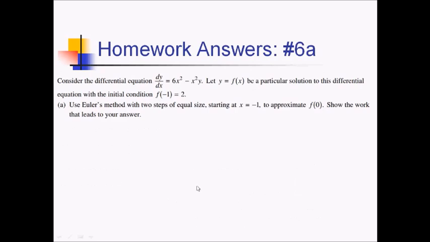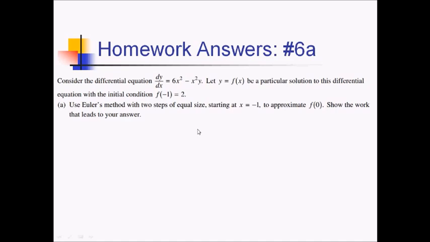For this no calculator free response problem, we've got the differential equation dy over dx equals 6x squared minus x squared y. That's going to be a fun one. And f of x is some particular solution with an initial condition of -1, 2. First task, using Euler's method, two steps of equal size, starting at x equals -1, which is fortunate because they gave us the y value there. We want to approximate f of 0.